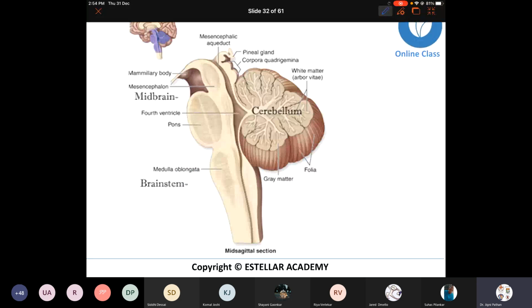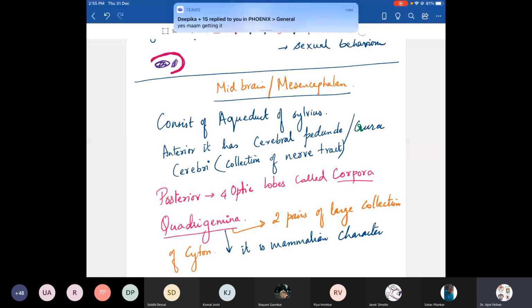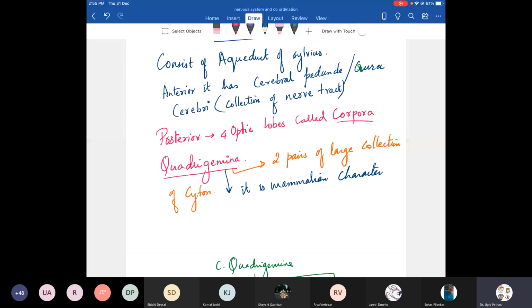Next. Midbrain or mesencephalon consists of the aqueduct of Sylvius. Anteriorly it has the cerebral peduncle. What is the cerebral peduncle? It is a collection of nerve tracts. Posteriorly, it has four optic lobes. Those are called corpora quadrigemina. Quadri means four, so there are two pairs. They are a collection of cyton. The collection of nerve tracts is the cerebral peduncle. The collection of cyton is the quadrigemina. And the presence of this is a mammalian character. Please write down.